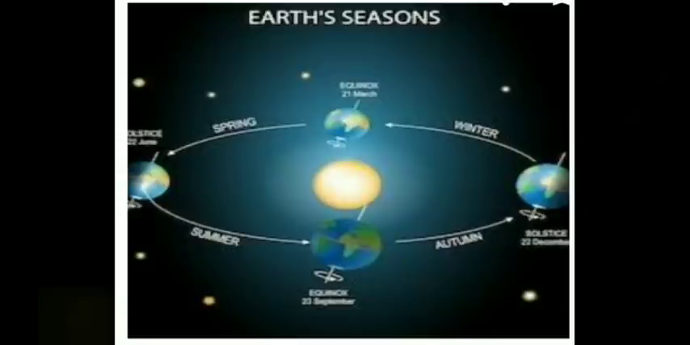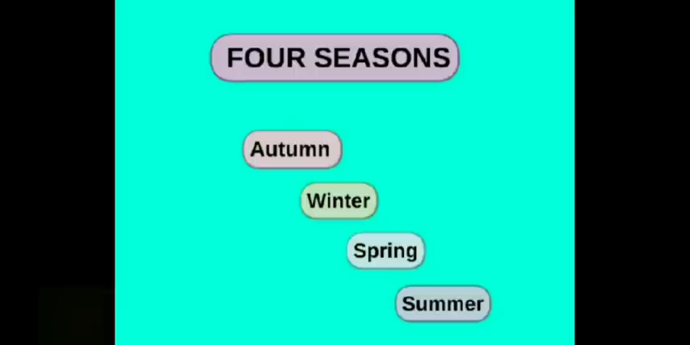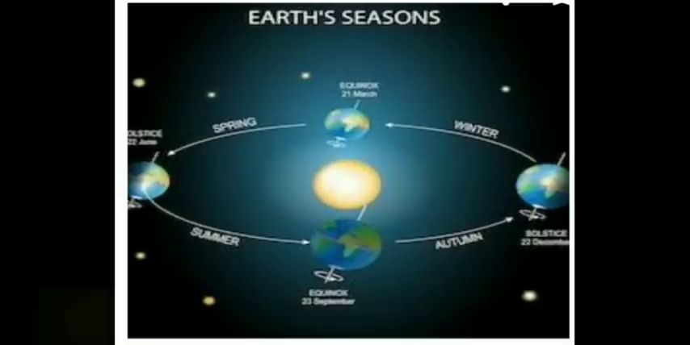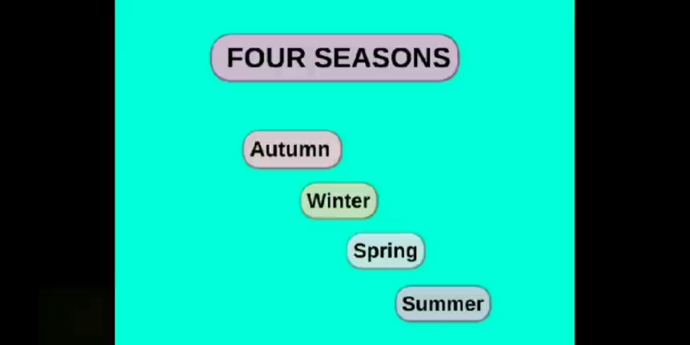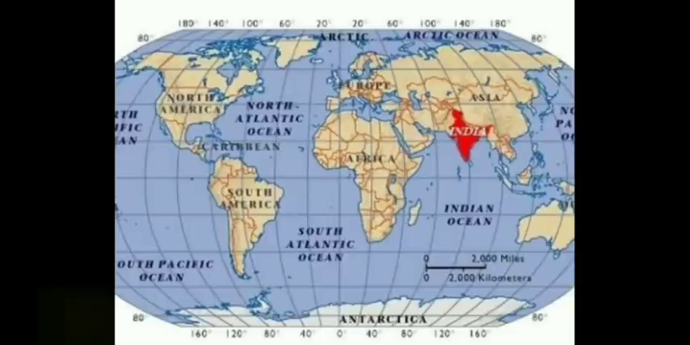The seasons, as I told you, we will have to check now how seasons occur on the earth. The two main reasons are rotation of the earth and revolution of the earth. Which are the four seasons? In this picture you can see autumn, winter, spring, summer. Here you can see the rotation and revolution of the earth around the sun clearly. This is our India in the northeastern hemisphere.